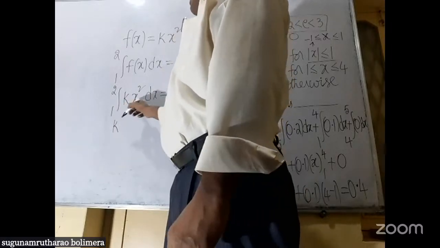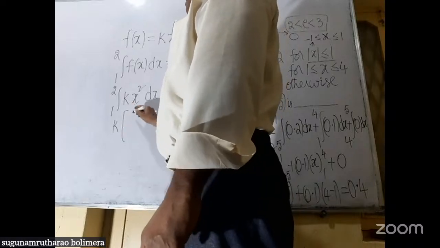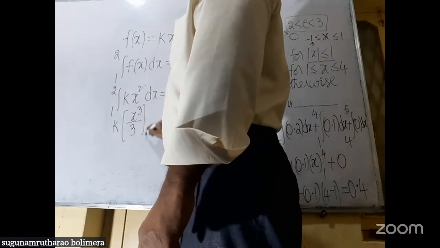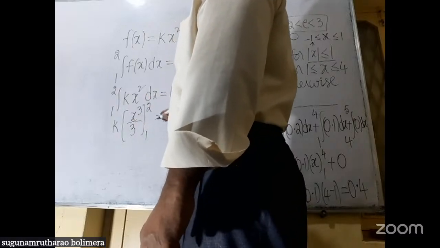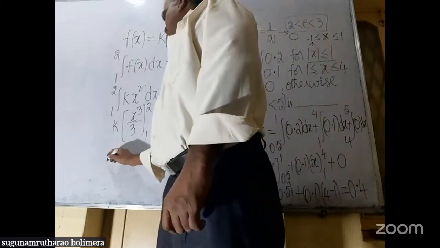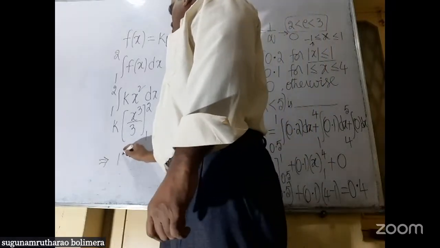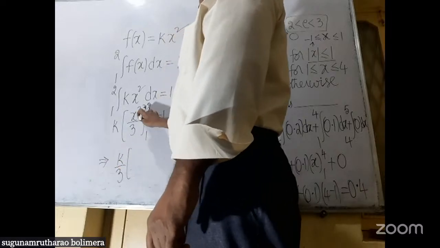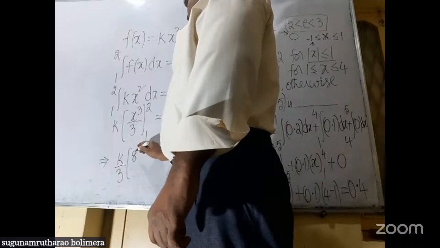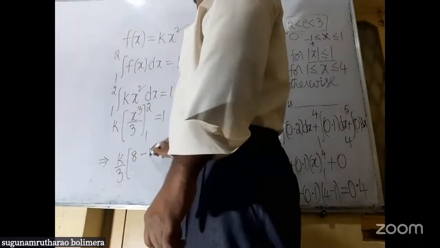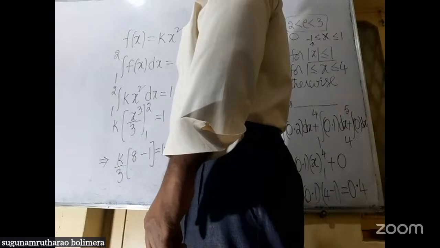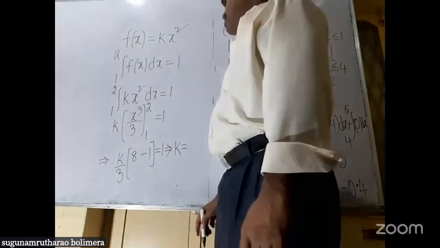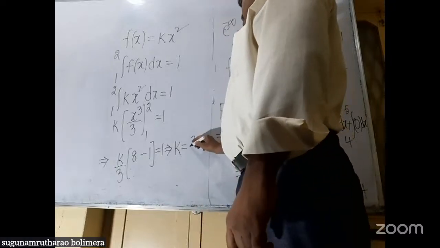k into integral of x squared is x cubed by 3, with limits from 1 to 2, equals 1. This implies k by 3 into, writing the upper limit, 8 minus 1, equals 1, which implies k equals 3 by 7.